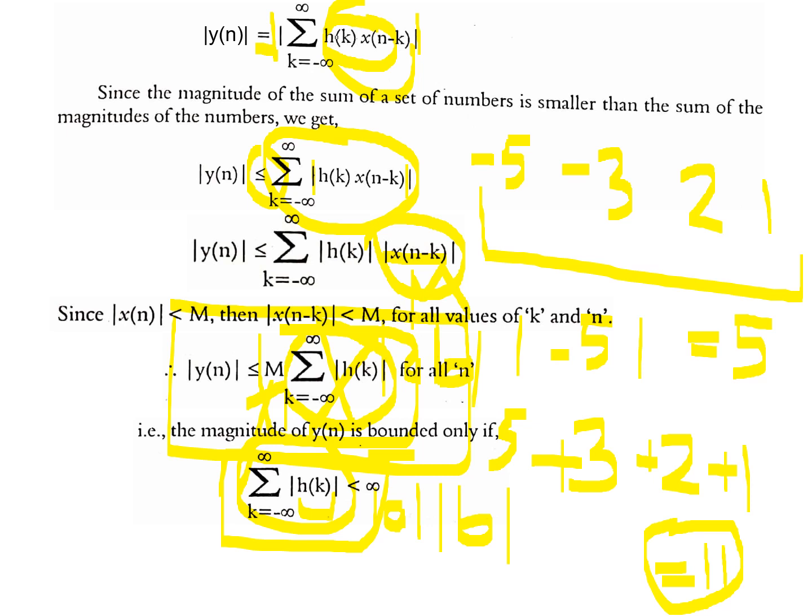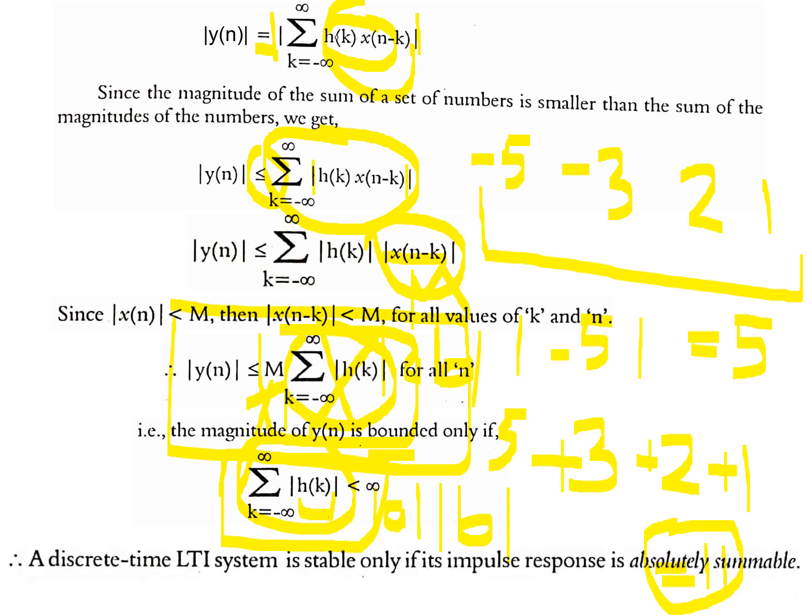If the impulse response is absolutely summable, this sum doesn't tend to infinity. When I add all the values of h for different values of k, the sum should not become infinite. That is, this sum must converge to a finite value. Then only is the system stable. So I hope you understood the condition for stability in terms of impulse response: the impulse response must be absolutely summable. It should be a finite series.